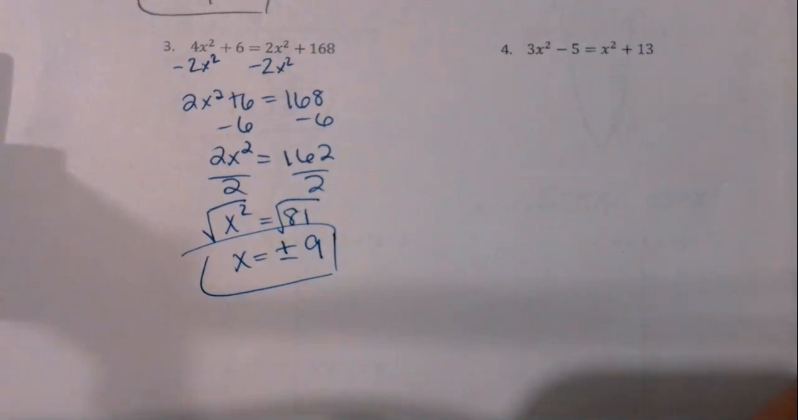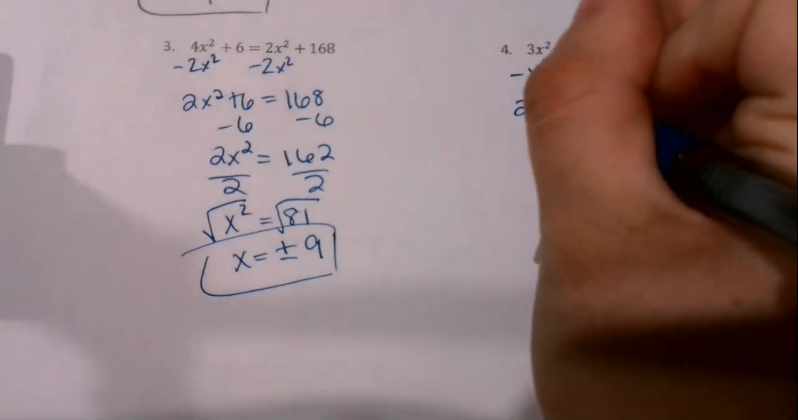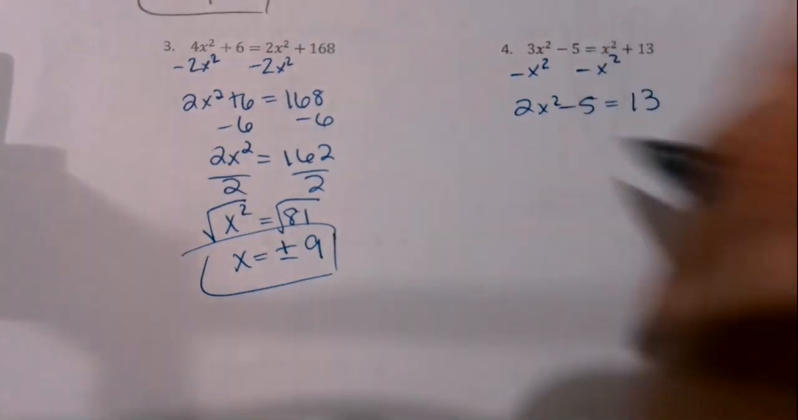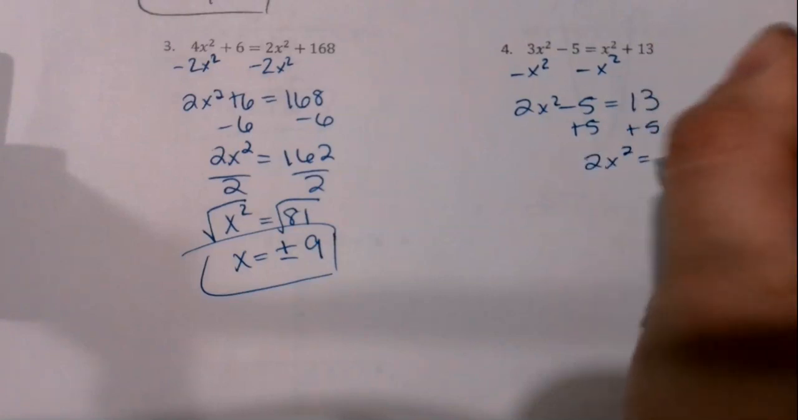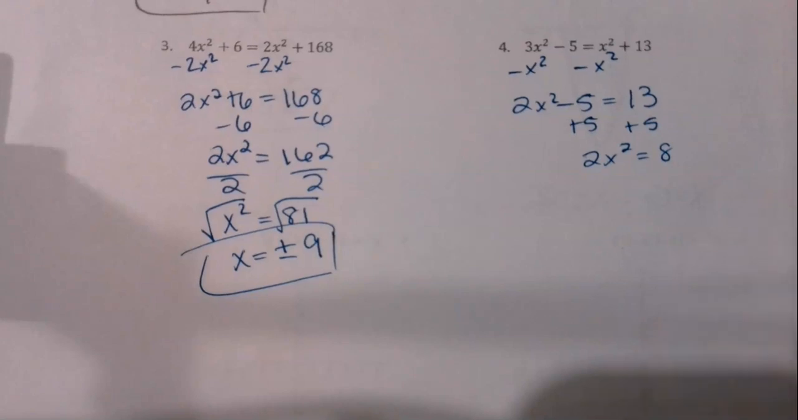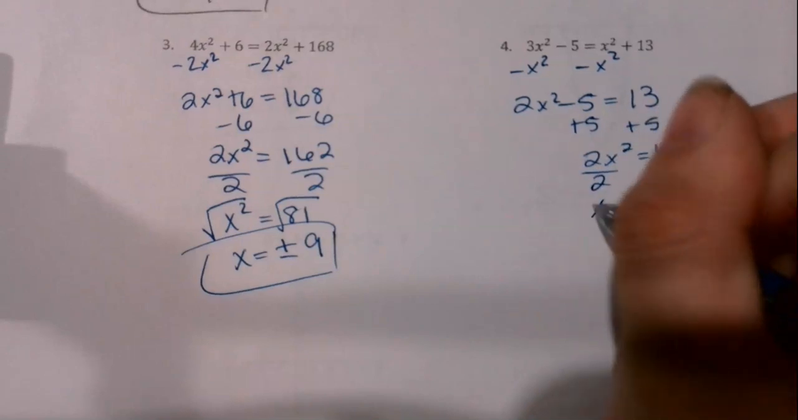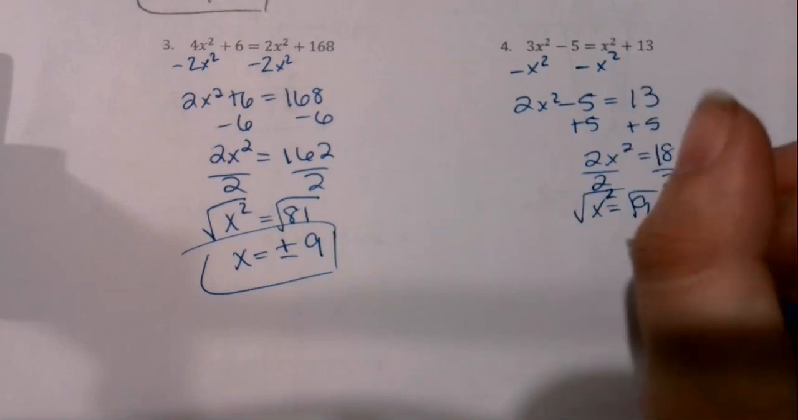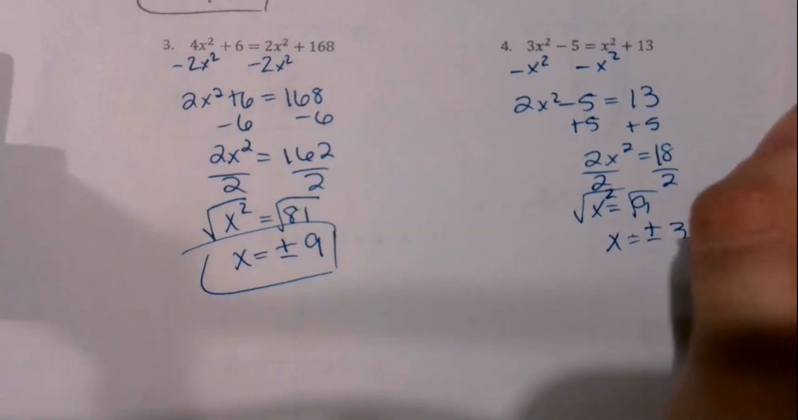Same thing for number 4. I'm going to subtract my x squared over. I get 2x squared minus 5 equals 13. I add 5 to both sides. Then I get 2x squared equals 18. Then I divide by 2 on both sides. I get x squared equals 9. I take the square root on both sides. I get x equals plus or minus 3.